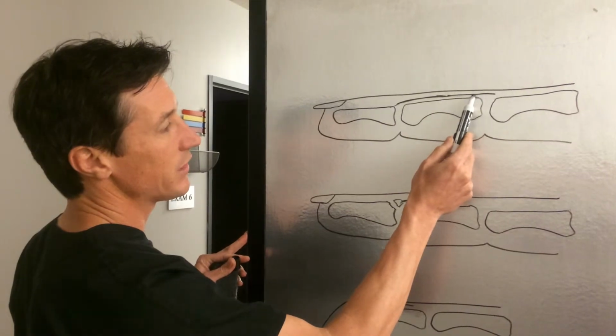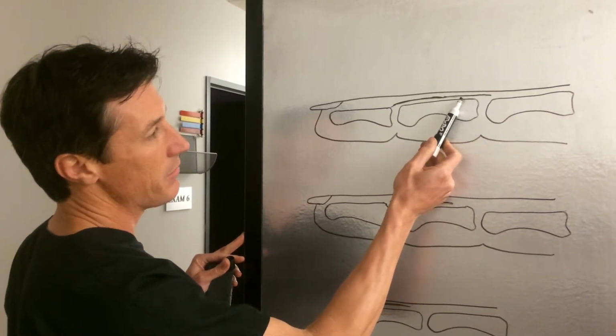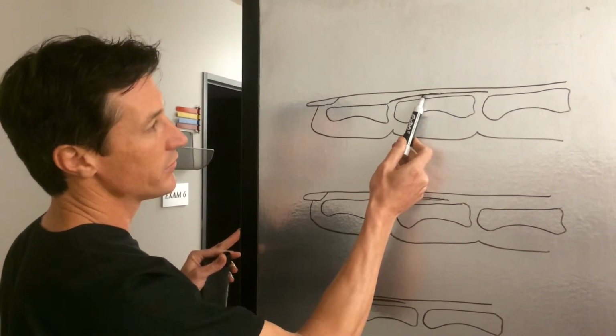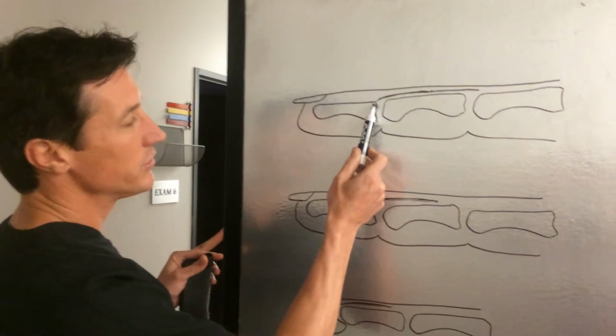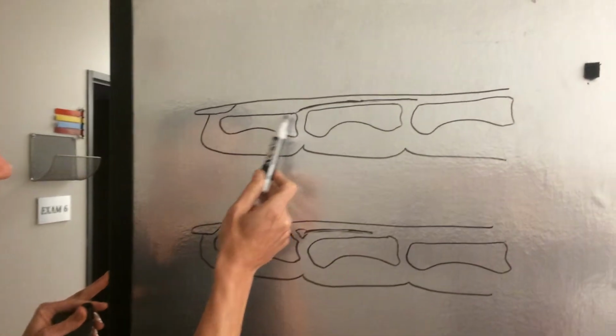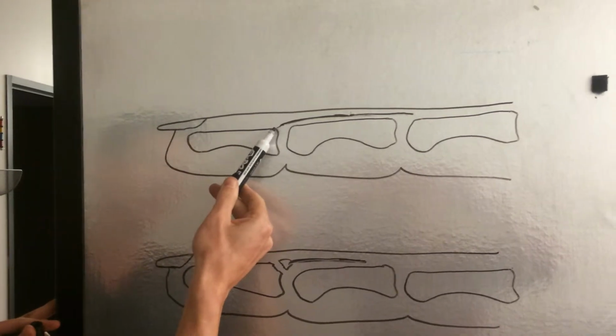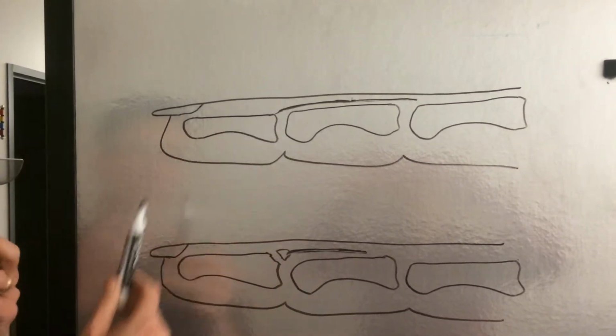So here's your extensor mechanism, or extensor tendon that comes down on the back or top of the finger and the dorsum of the finger, and attaches out to the dorsal part of the distal phalanx. Okay, and that's called the terminal tendon. The terminal tendon is here where it attaches to the distal phalanx.